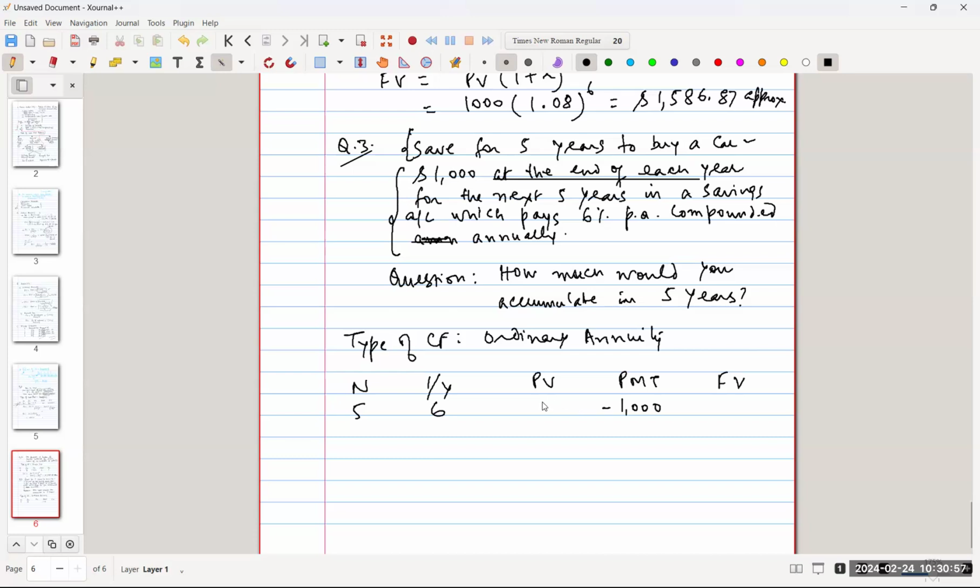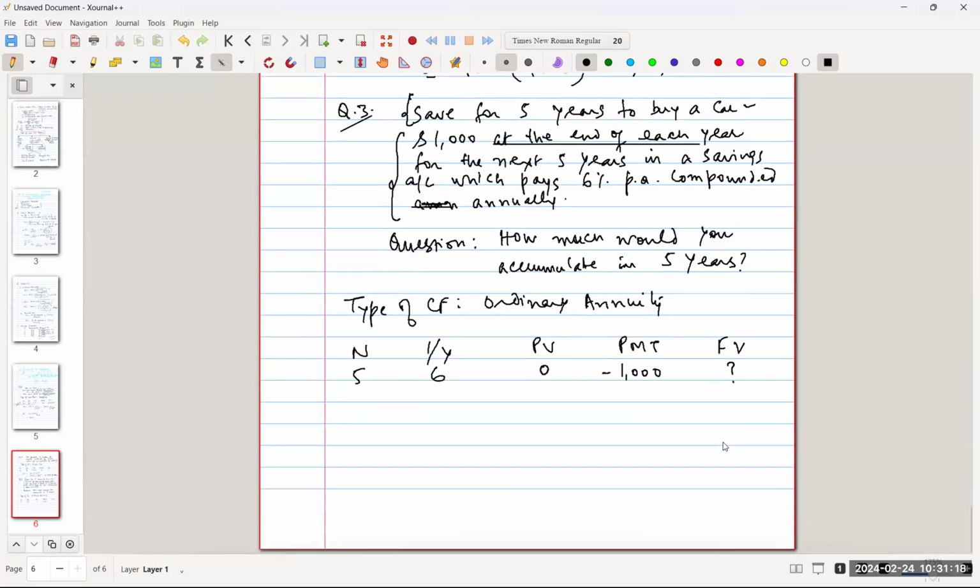Nothing goes into the PV because you're not depositing a lump sum only once. You are repeating that deposit of 1,000 5 times. So it's not as if it's a one-time event. So if it's not a one-time event, this is 0. And you can ask your calculator to compute the missing item, future value. And if somebody wants to do it the formula way, you will do it. You will carry out these steps on the scientific calculator. Either way, you should get the same result with the minor difference maybe.